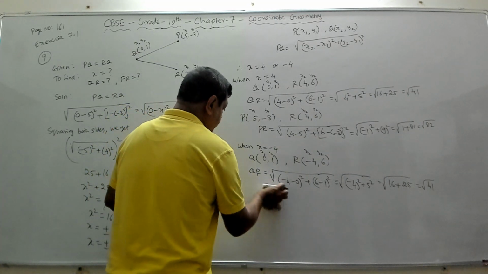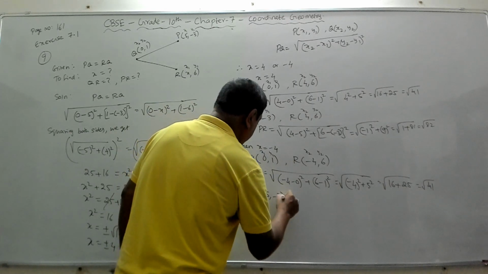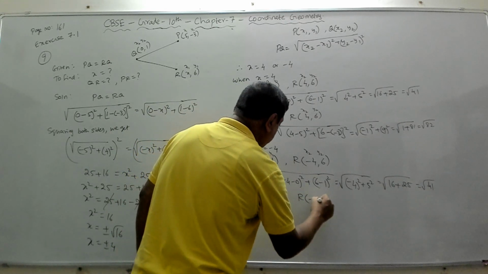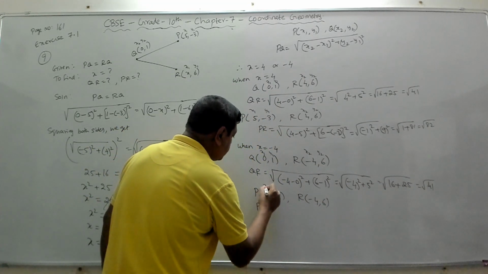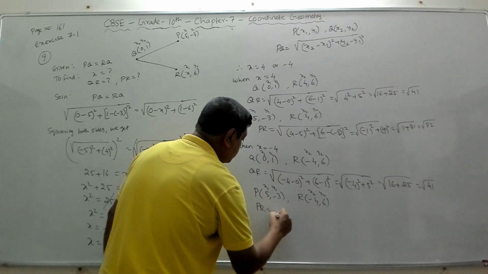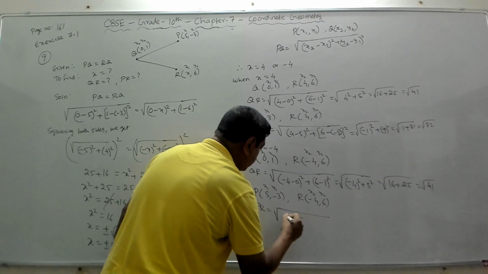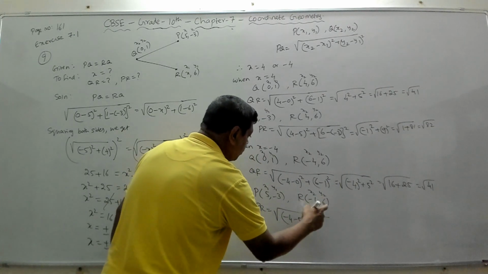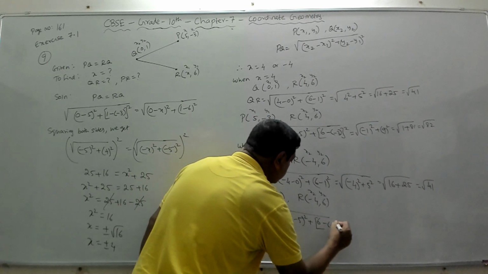What is our point P? Our point P is -5, -3, and our R point is -4, 6. So what is PR? We'll take this as x1, y1, x2, y2. So that is equal to square root of x2 minus x1 the whole square, so -4 minus 5 the whole square, plus y2 minus y1 the whole square, 6 minus of -3 the whole square.